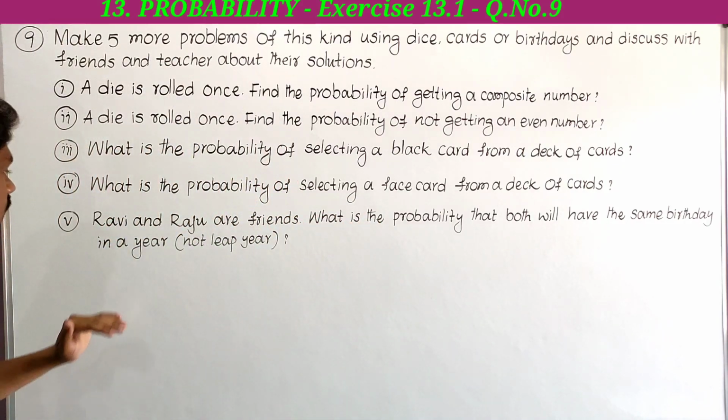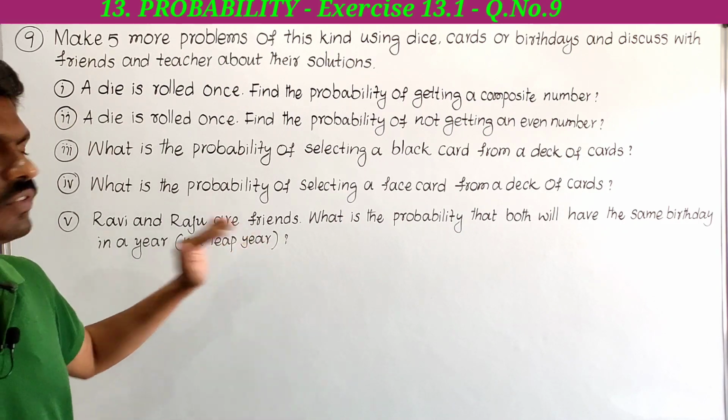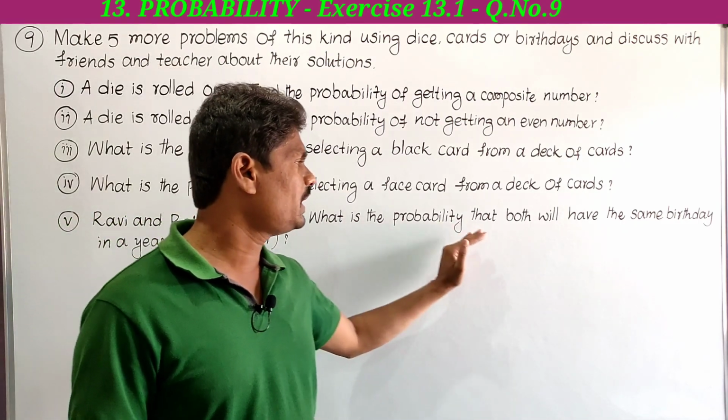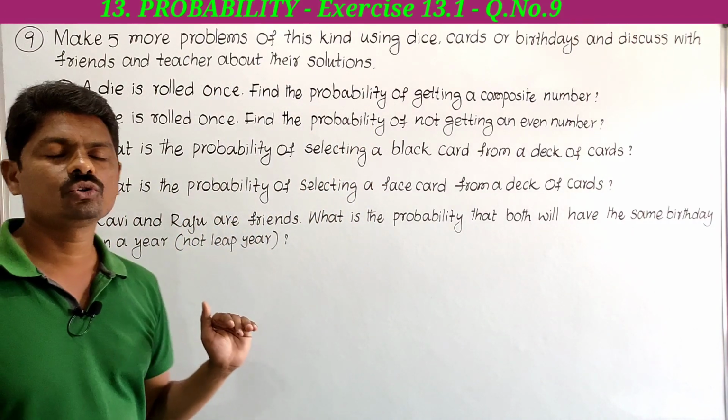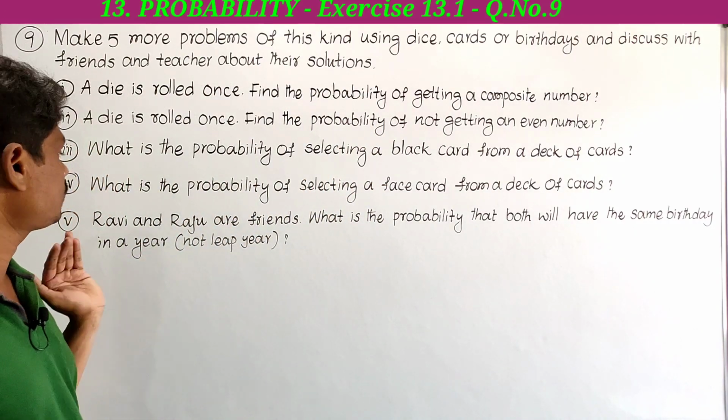So next fifth one, Ravi and Raju are friends, what is the probability that both will have the same birthday in a year? So here Ravi and Raju both are friends.